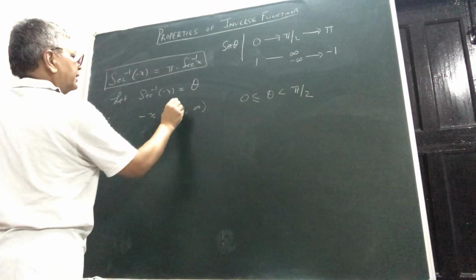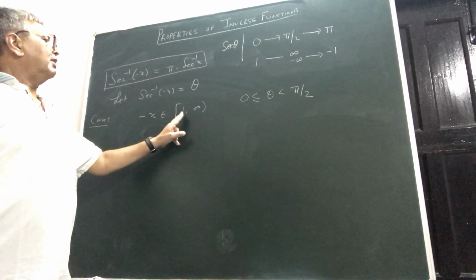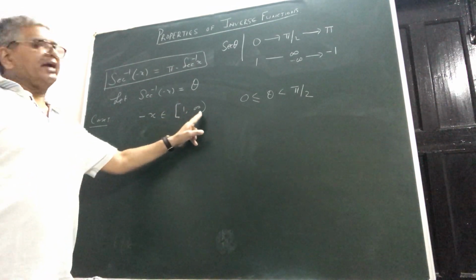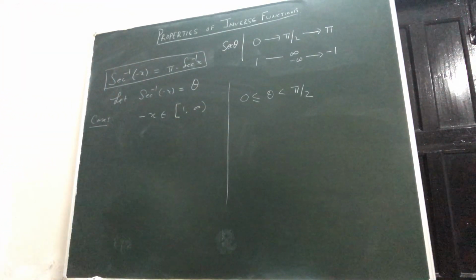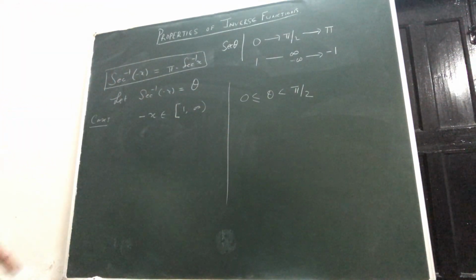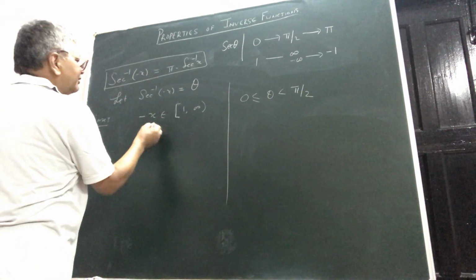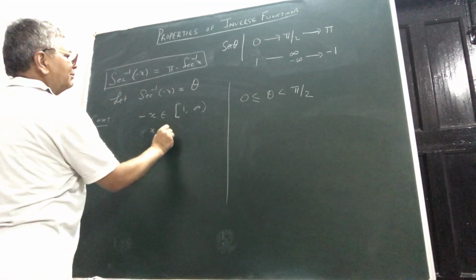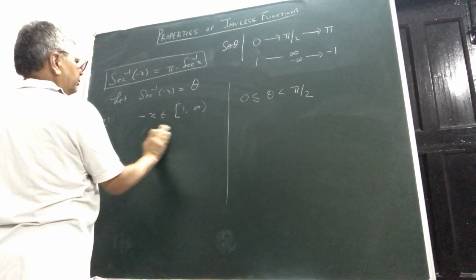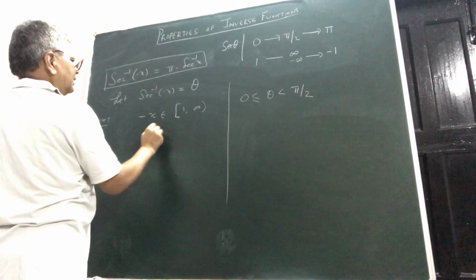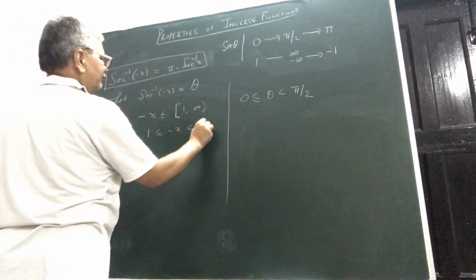So here also let us be very particular about it. Minus x is an element of the interval 1 to infinity, which is closed on the left side and open on the other side. So theta obviously will be like this. Two ways we will look at it. So when minus x is this, where will x go? x will be an element of 1 to infinity. So basically you write 1 is less than or equal to minus x is less than infinity.